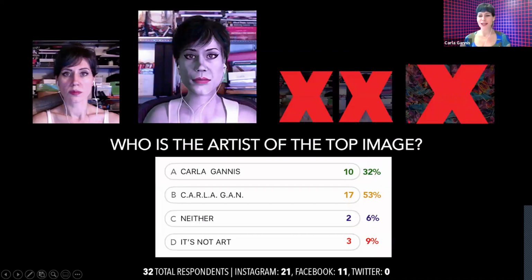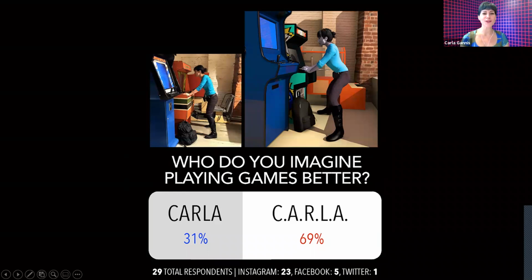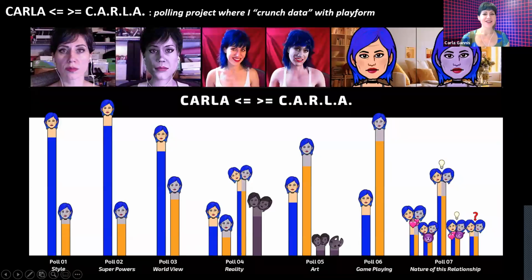Interestingly, 53% felt CDOT was the artist of this image. She is also certainly perceived to be better at games. So here is my very professional data visualization of the poll responses. They look kind of like little Pez dispensers. And so this is from these polls that I took.